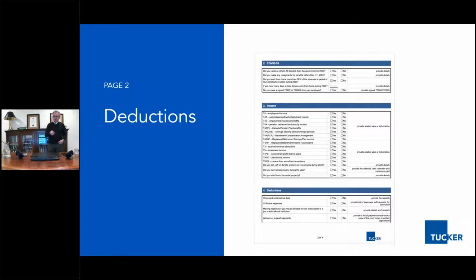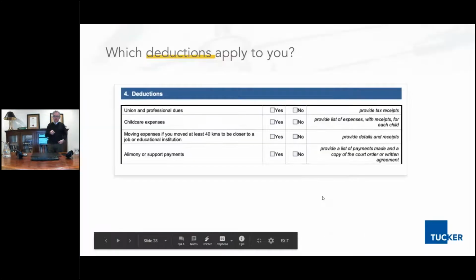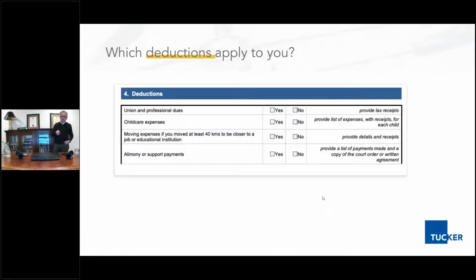Continuing on to deductions now. We're still on page 2, but at the bottom, we're dealing with some of the more common deductions that you will see. Union and professional dues. If you're a member of CARMS, for example, you would supply us with any receipts, although typically those union and professional dues are taken care of on T4 slips. The childcare expenses that you might have, please provide us with a list of those expenses and a receipt for each child. Moving expenses, if you moved at least 40 kilometers to be closer to a job or education, and alimony.